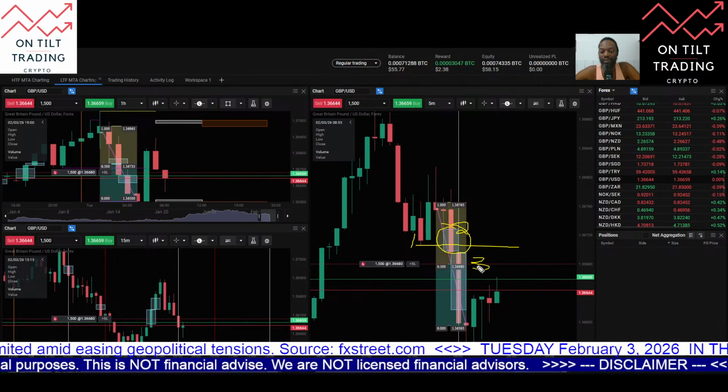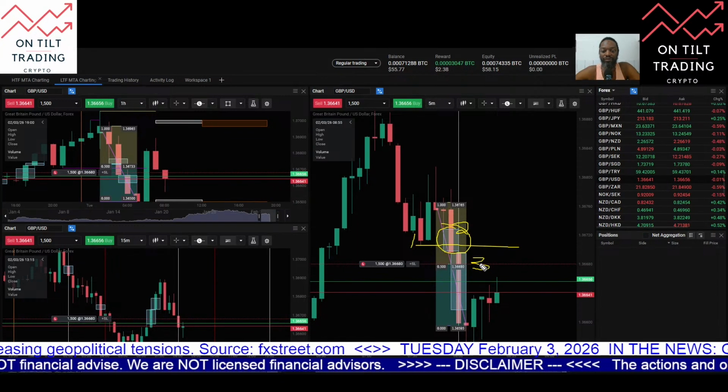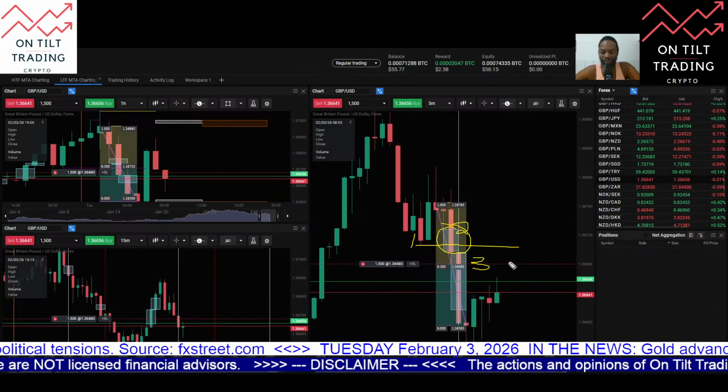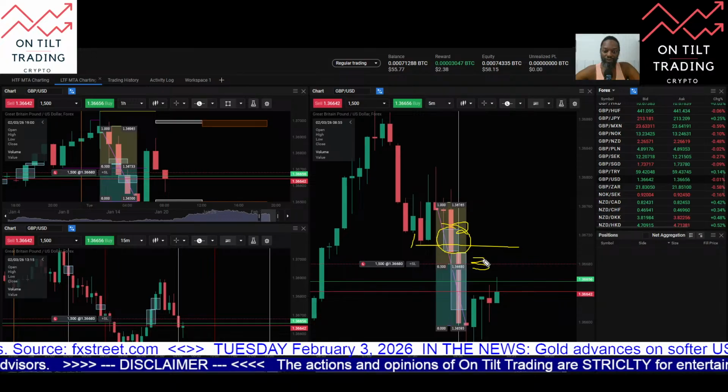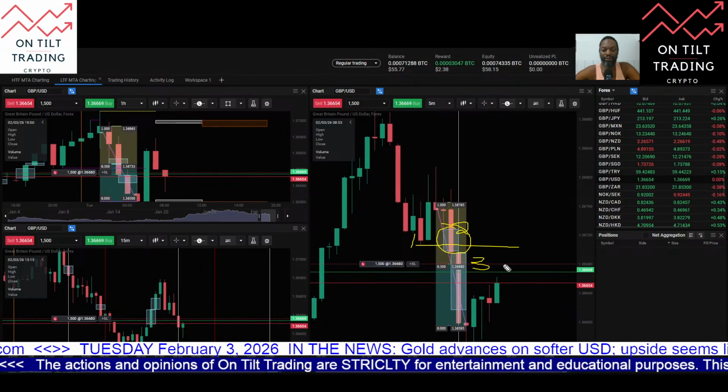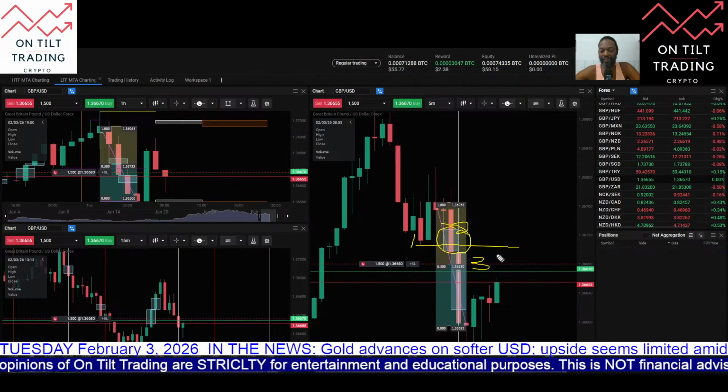I'm just choosing the lowest level for entry, just because it takes the stress out of knowing whether or not I will get an entry, or if the pullback is not as deep. I'm not guaranteed any of these entries.